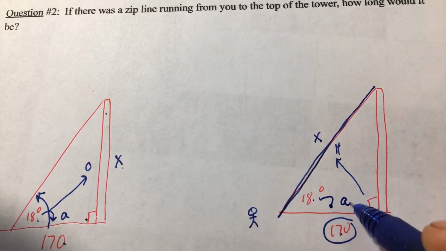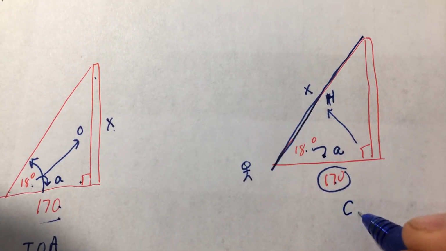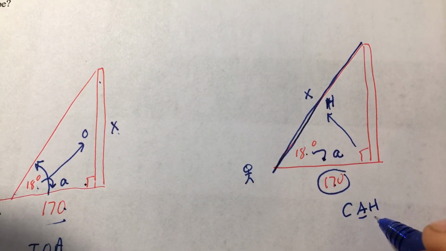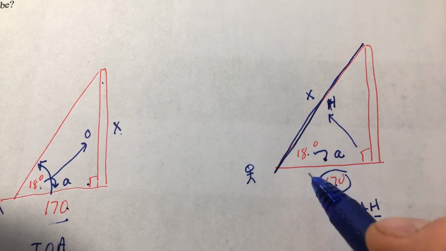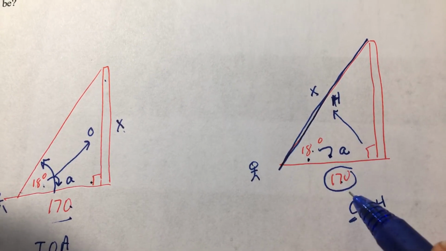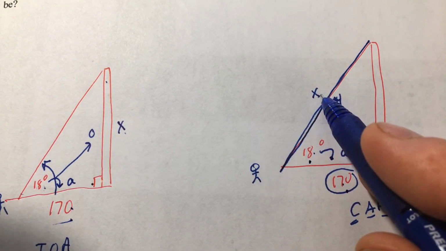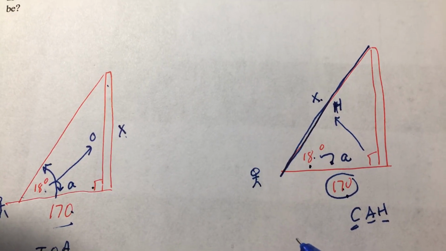This 170, what is it? It's adjacent. What deals with adjacent and hypotenuse? Again, it's adjacent over hypotenuse. That's cosine. So you would set up a cosine problem out of this. Cosine of your angle equals adjacent side over hypotenuse, cross multiply. Okay, so I'll let you try those.